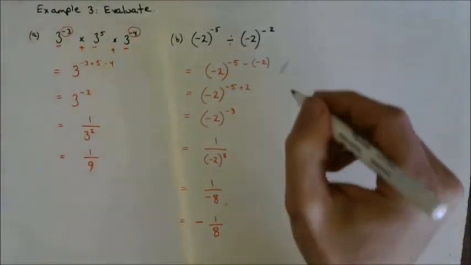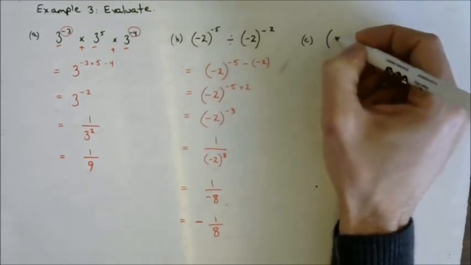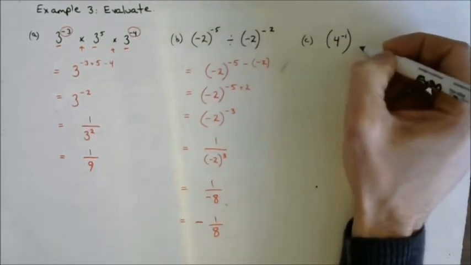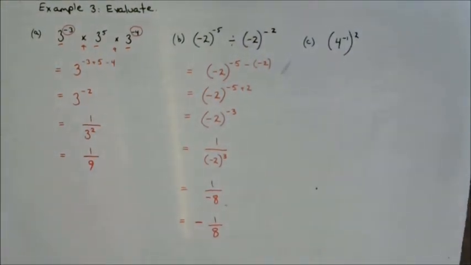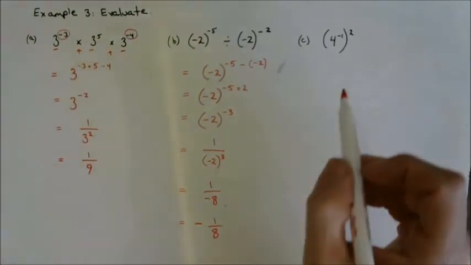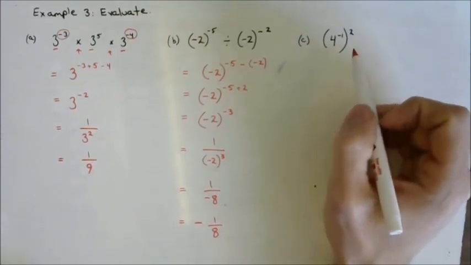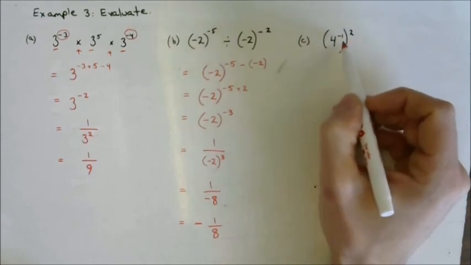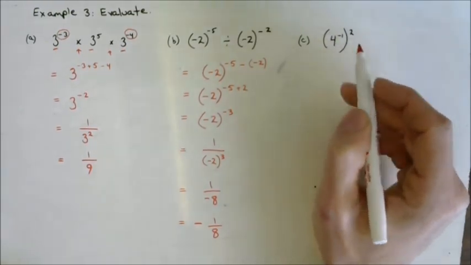There are 2 more examples here. C is 4 to the power of -1, all to the power of 2. Which law do we have at work here? So this one is called the power of powers law. We have a power, 4 to the power of -1, raised to another exponent. So we have a power of a power.